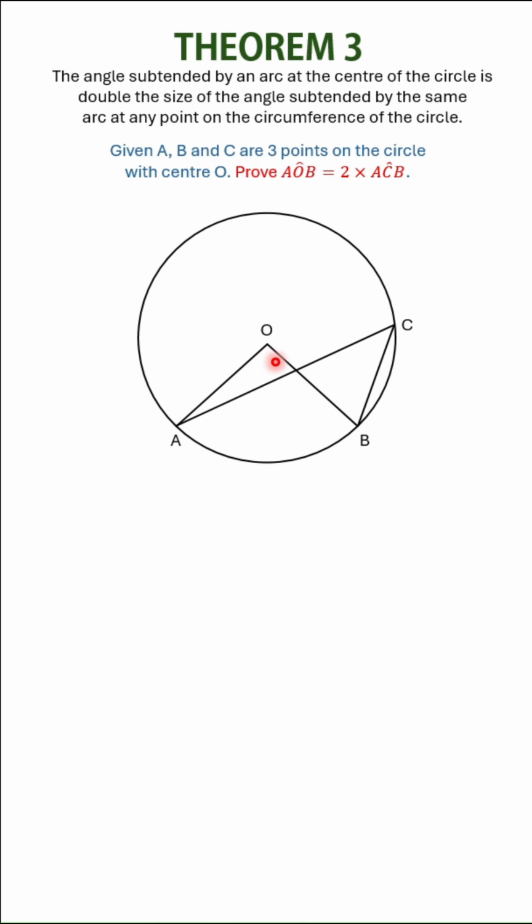To prove that the angle at the center is 2 times the angle at the circumference, you need to first construct the line OC. After constructing the line OC, you should divide the angle of C into C1 and C2, and the angle of O into O1 and O2.